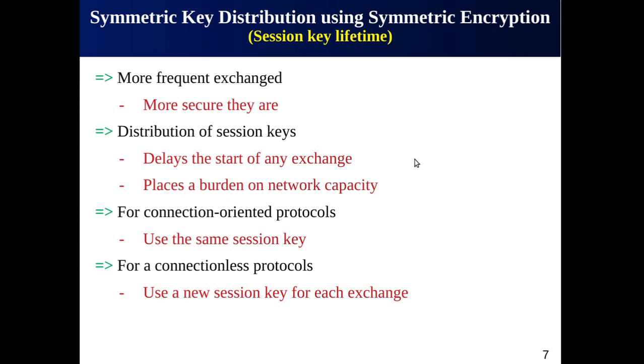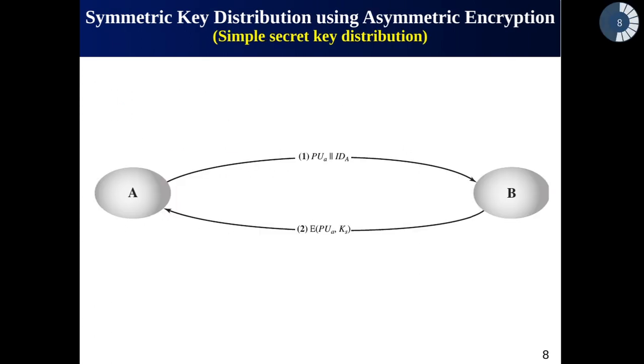Now let us move to the second topic. We still want to distribute a symmetric key, but now by using asymmetric encryption. You are familiar with asymmetric encryption, also known as public key encryption or public key cryptography. Here we use a pair of keys, a public key and a private key, for encryption and decryption.